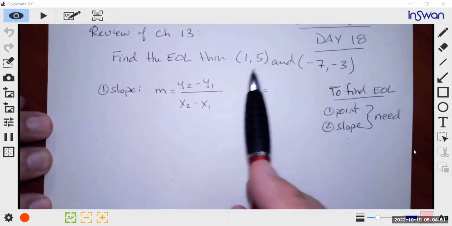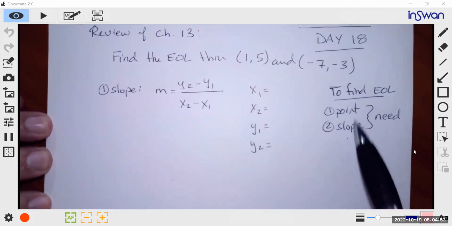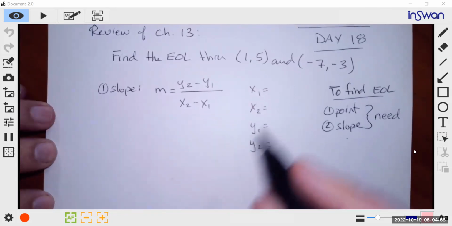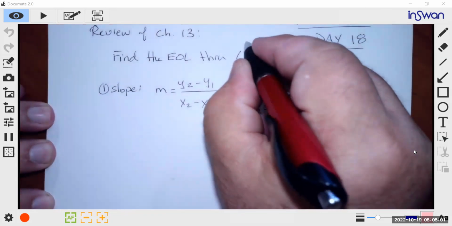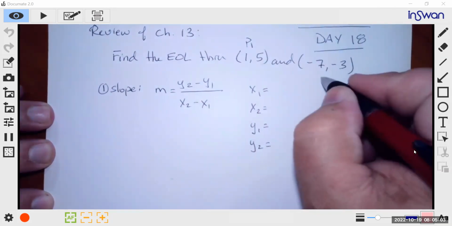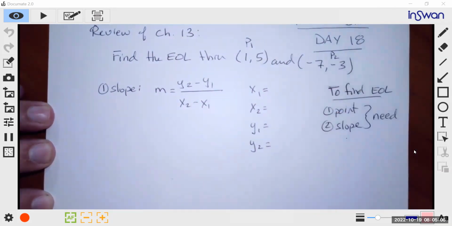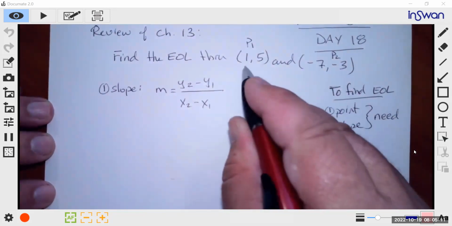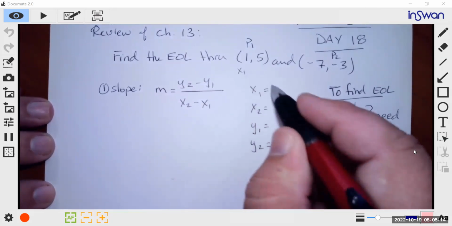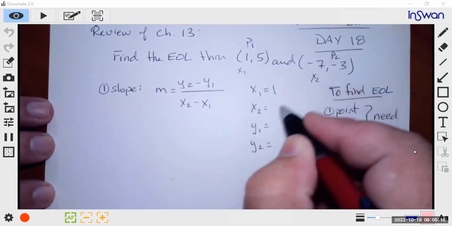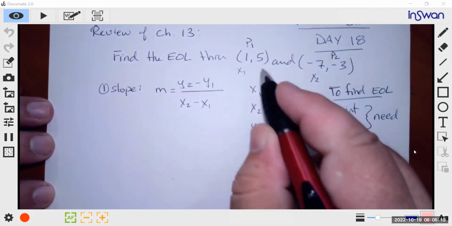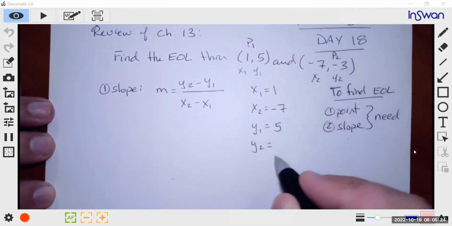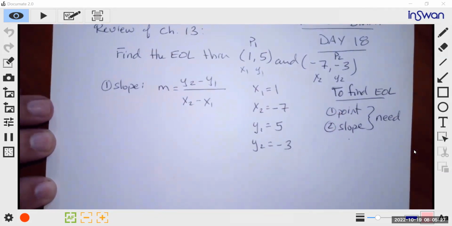So we're finding the equation of the line going through these 2 points. To find the equation, we need to have a point and a slope. So we got to find the slope. So x1, y1 are the x and y components of the first point. x2, y2 are the x and y components of the second point. So x1 is 1. x2, -7. y1, 5. And y2, -3.